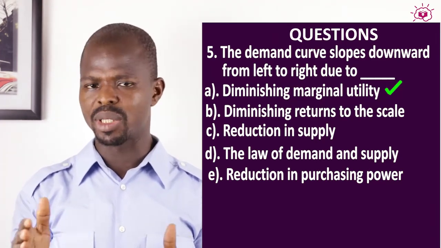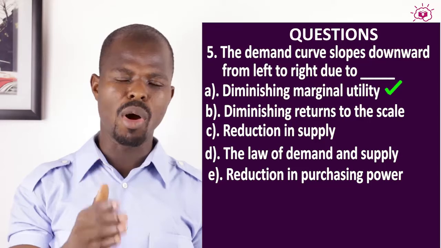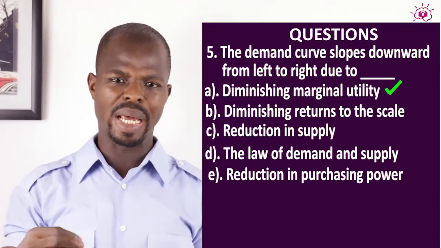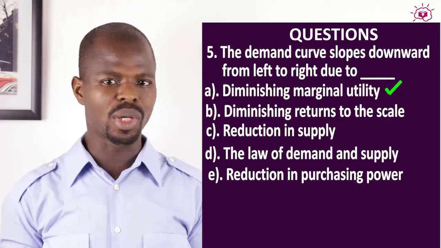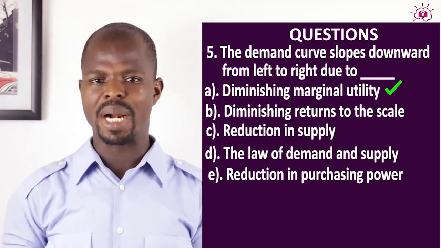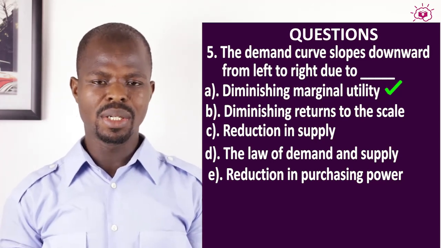Now, what has diminishing marginal utility got to do with demand curve? The more of a product consumed by a consumer, the lower the extra satisfaction it derives. As a result, because he doesn't get more satisfaction, he will be willing to pay less price. So that makes it related to demand curve.